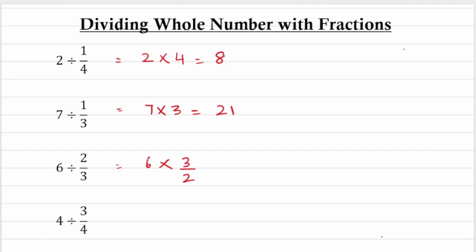Or I can cancel this 6 and 2. 6 divided by 2 is 3. 3 times 3 is 9. 4 multiplied by 4 thirds gives me 16 thirds, and 16 thirds is 5 and 1 third in the mixed fraction.